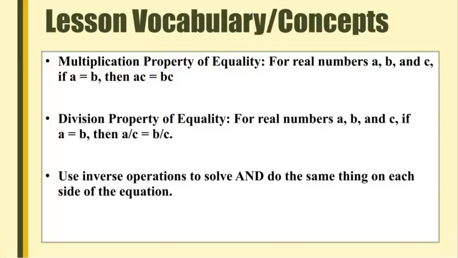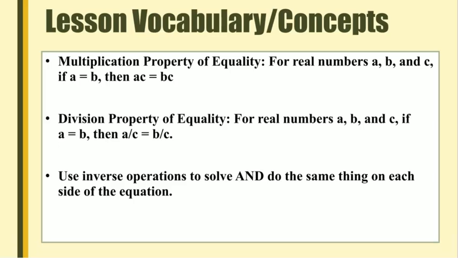The multiplication property of equality says for real numbers a, b, and c, if a is equal to b, then a times c is going to still equal b times c. And then the division property of equality for real numbers a, b, and c, if a is equal to b, then if I divide a and c, it's still going to equal b divided by c.